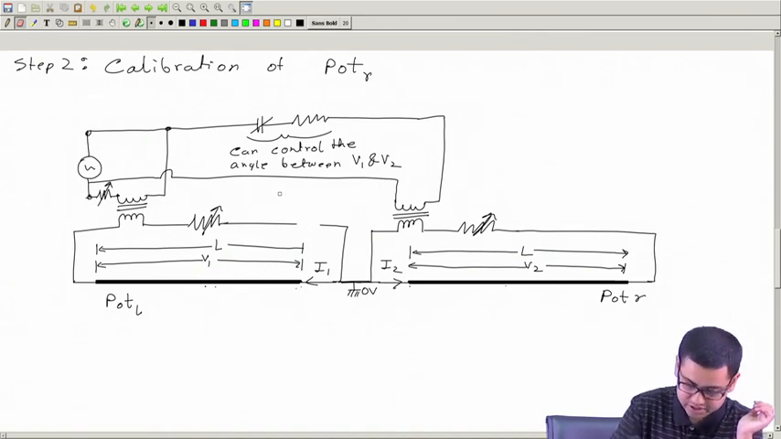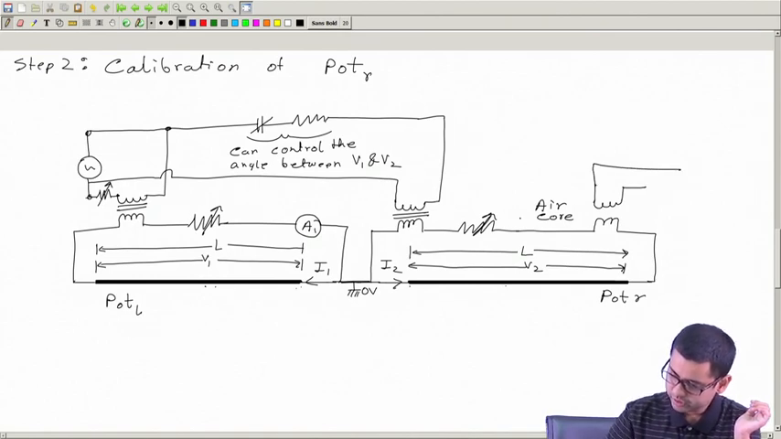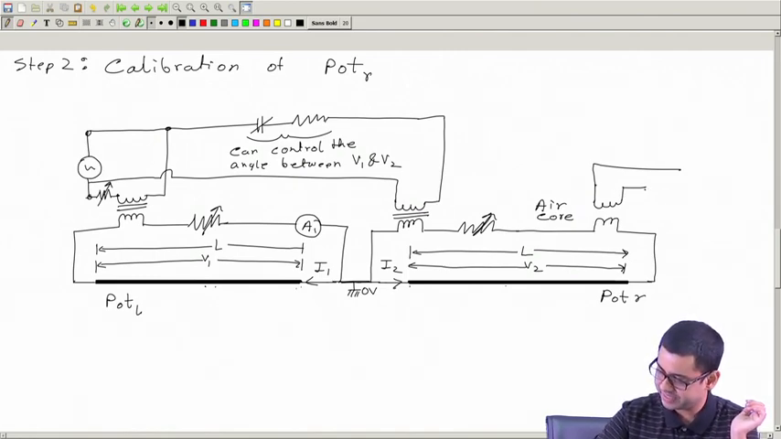and then we have this ammeter A1, of course, and here we will put a new equipment. What is that? That is going to be an air core transformer. It is important that this should be air core, so I'm not drawing any core. So this is an air core transformer, and if any current is flowing here, then we'll have some voltage induced in the secondary.